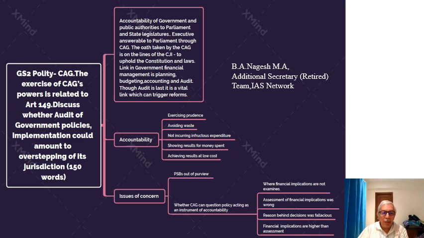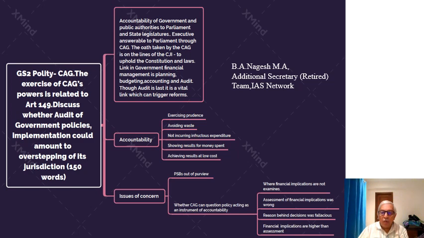So for a question like this, you will have to analyze and say that, correct, the CAG cannot question day-to-day policy, it cannot go into the background of a government decision. Because ultimately, the government, that is the executive and the council of ministers, are responsible to the legislature. They are responsible to the people. They answer the people once in 5 years at the time of election. The CAG is not accountable to the people. The CAG is only an instrument of accountability. And as I told you, the CAG helps the Public Accounts Committee. That is a separate thing.